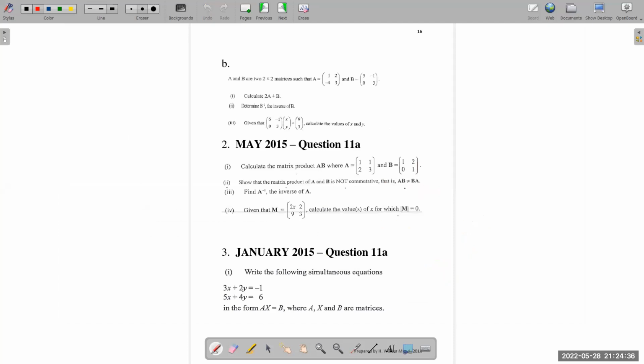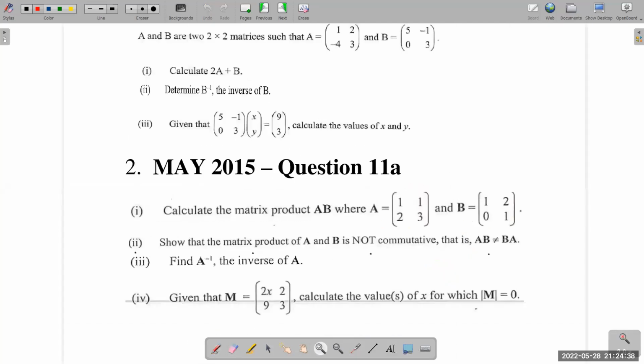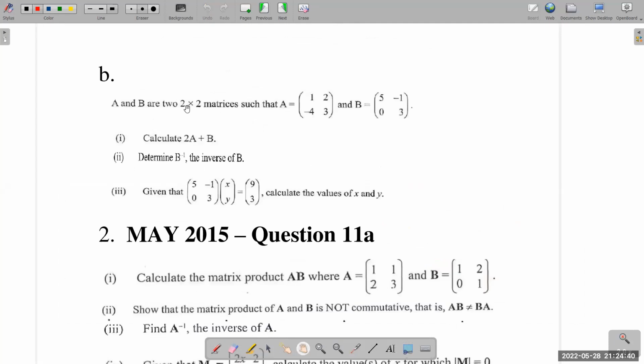All right, let's go. Another one. Here you see they give us 2 by 2 matrices, and they're going to ask you to find 2a plus 2b. So you know what to do. You multiply a by 2 first. Every digit inside, you multiply by 2. And that answer, you add to b. So we should be good here, right?